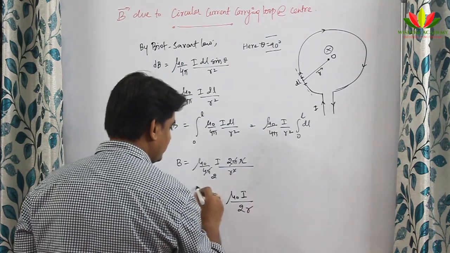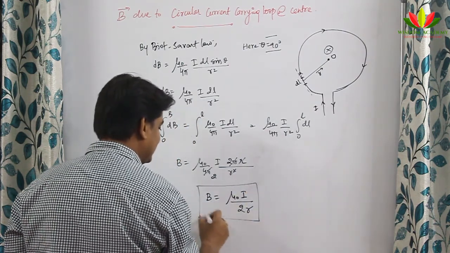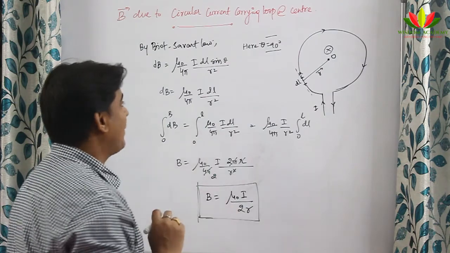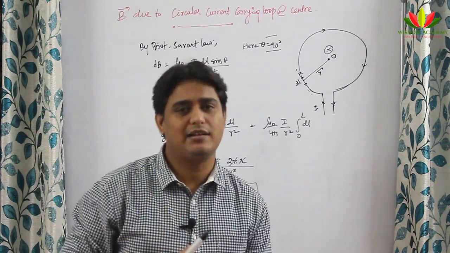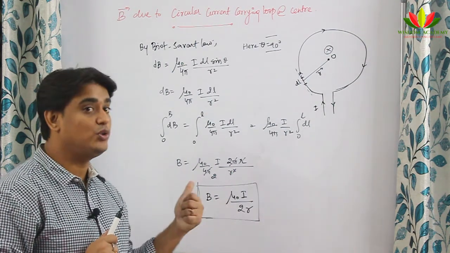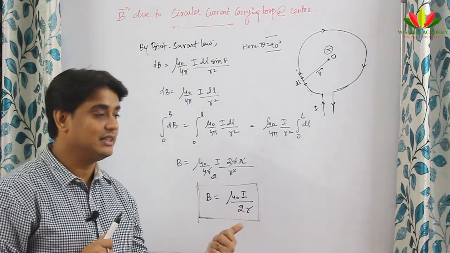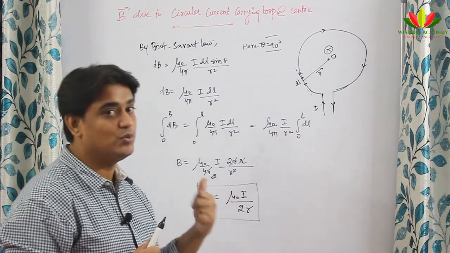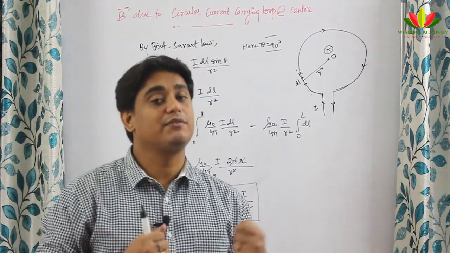So in the previous case, in the case of magnetic field due to a straight current carrying conductor, I got the value of magnetic field as mu naught I by 2 pi d, if I am right, and here I got mu naught I by 2r. Many students will get confused in this.